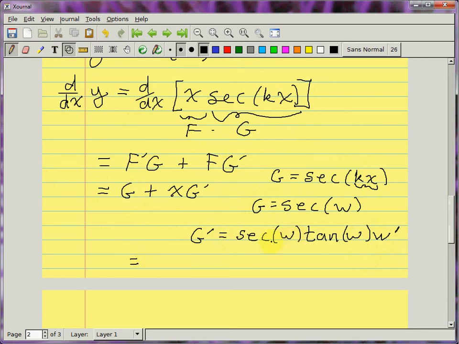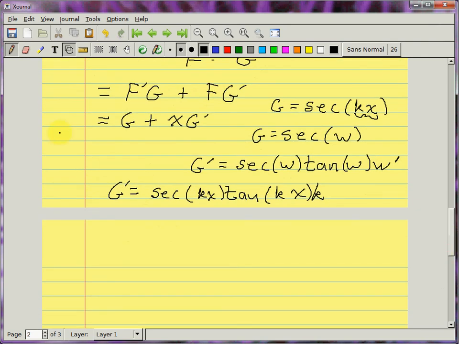So what does all this turn out to be? Just go back to what w was, which is k times x, and you see that g prime is equal to secant of kx tangent kx, and the derivative of kx with respect to x, k is a constant, so the same thing happens to this that would happen to like 2x. The 2 would just be left over. For the same reason, you just get k.